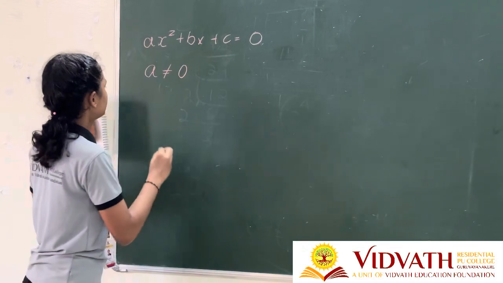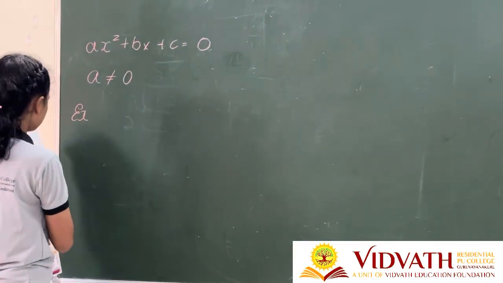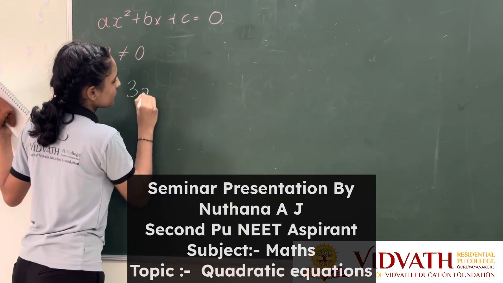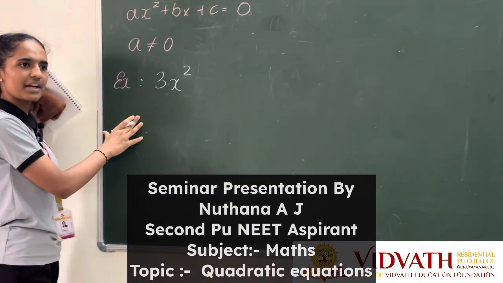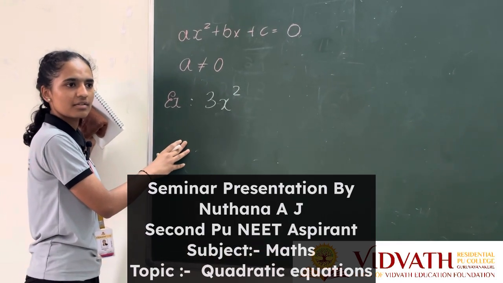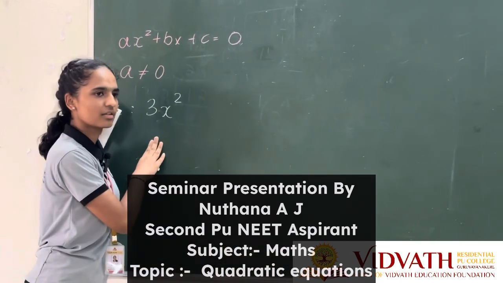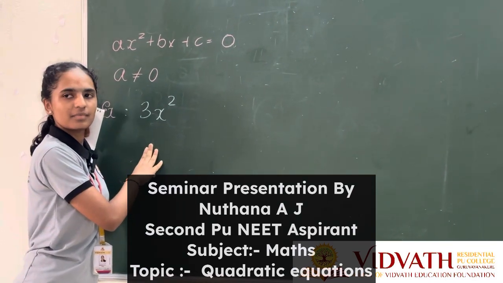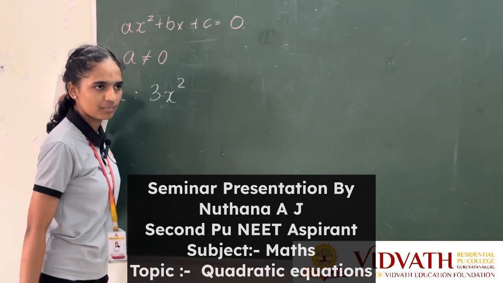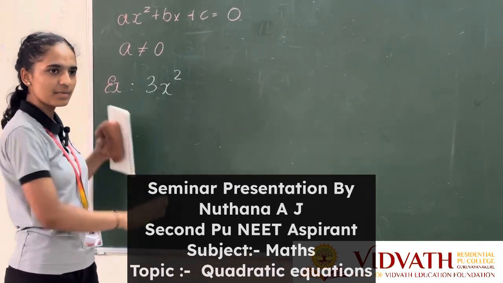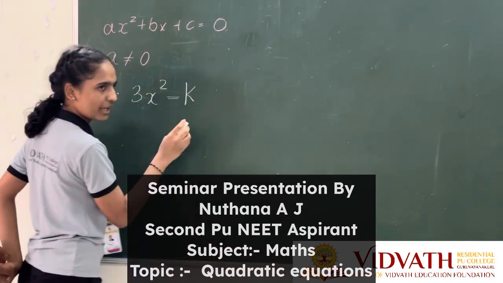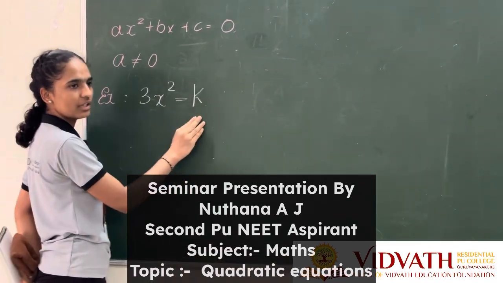Let's take an example. Is this a quadratic equation? Why? Yeah, this is not equated to any constant k. So, we can't call this equation a quadratic equation until and unless we mention that it is equated to some constant k. So, now it is a quadratic equation.